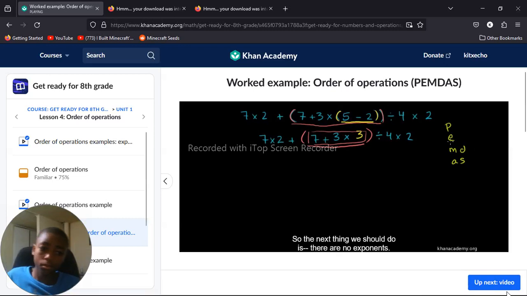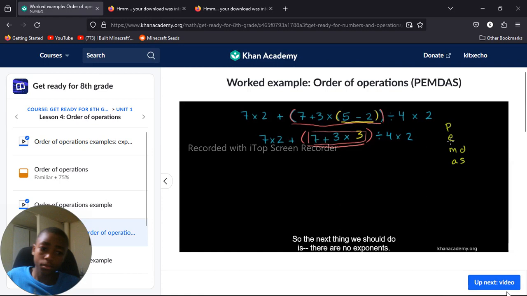There are no exponents. There is multiplication, so we do that before we do any addition or subtraction. So we want to do the 3 times 3 before we add the 7. So this is going to be 7 plus, and the 3 times 3 we want to do first. We want to do the multiplication first. 7 plus 9, that's going to be in the orange parentheses.